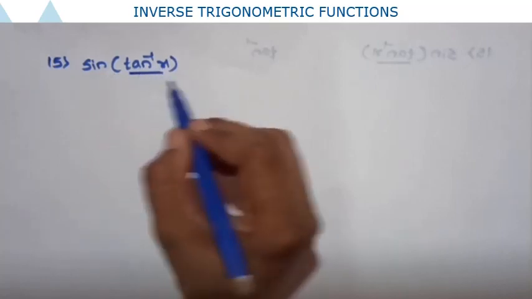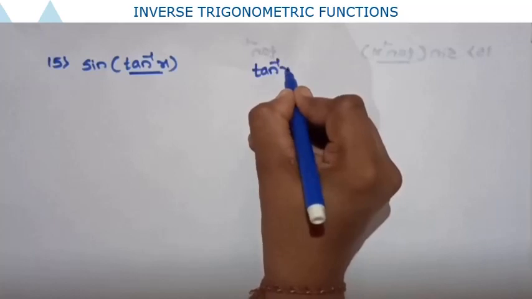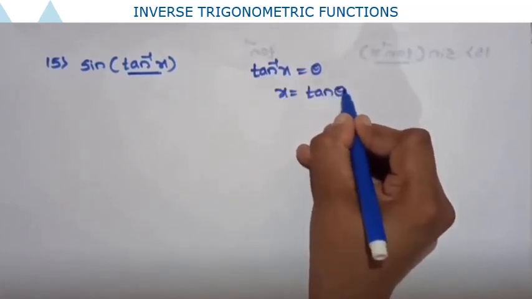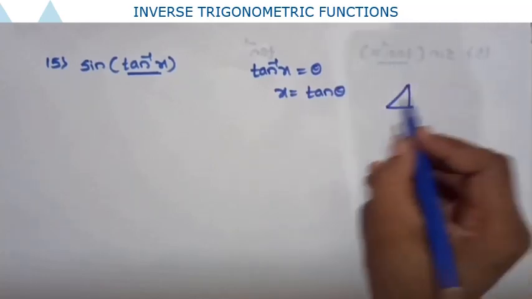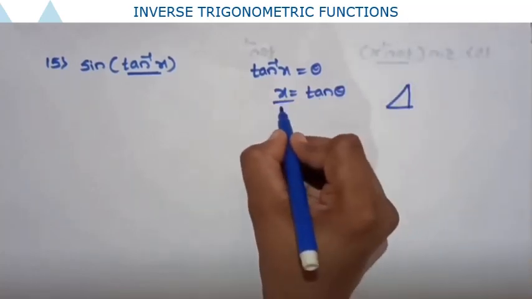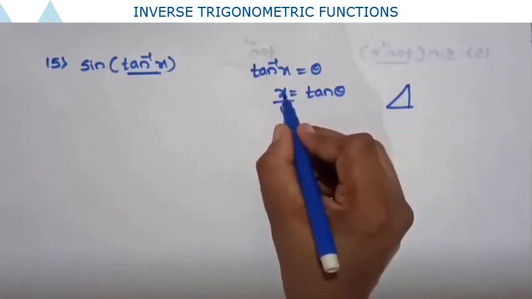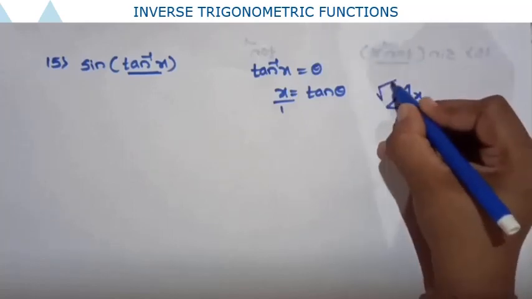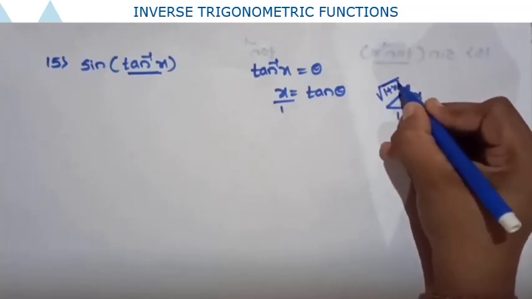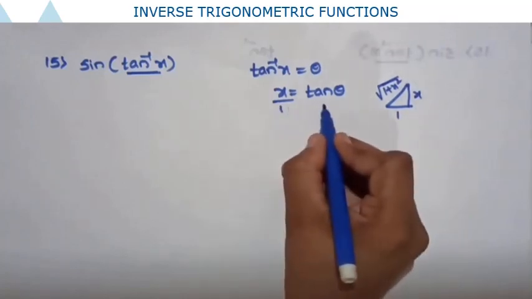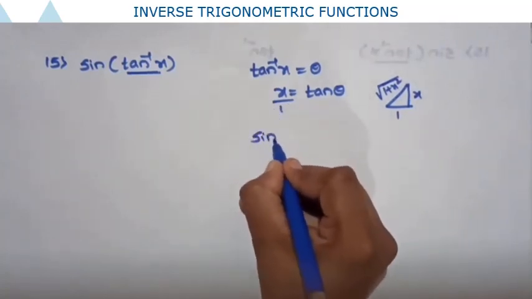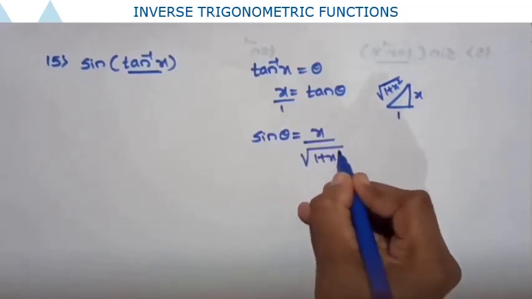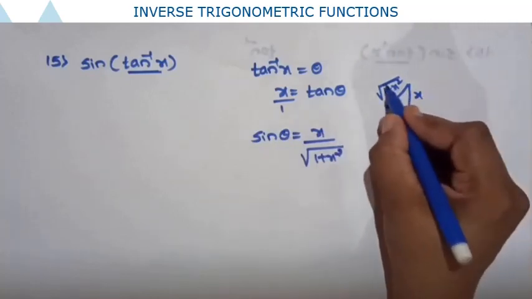Let me consider tan inverse x equal to theta. Therefore x is equal to tan theta. Now consider a right angle triangle, with x by 1, since nothing is there means 1. The definition of tan theta is opposite side divided by adjacent side. Opposite side is x, adjacent side is 1, therefore the hypotenuse becomes root of 1 plus x square. So we can define sin theta, which is x divided by root of 1 plus x square, because sin theta is opposite side divided by hypotenuse.